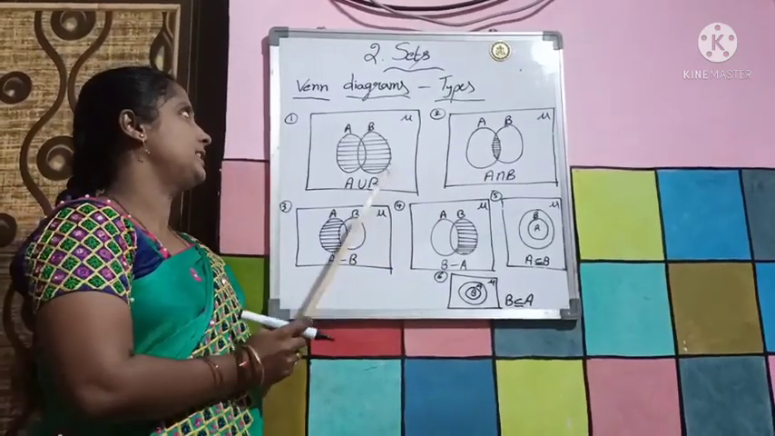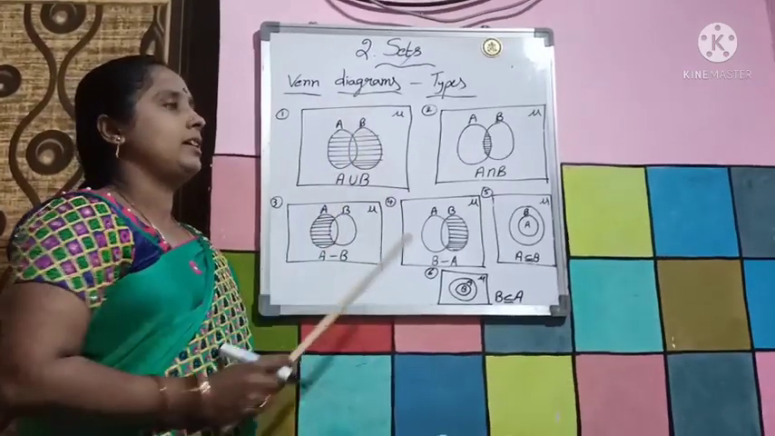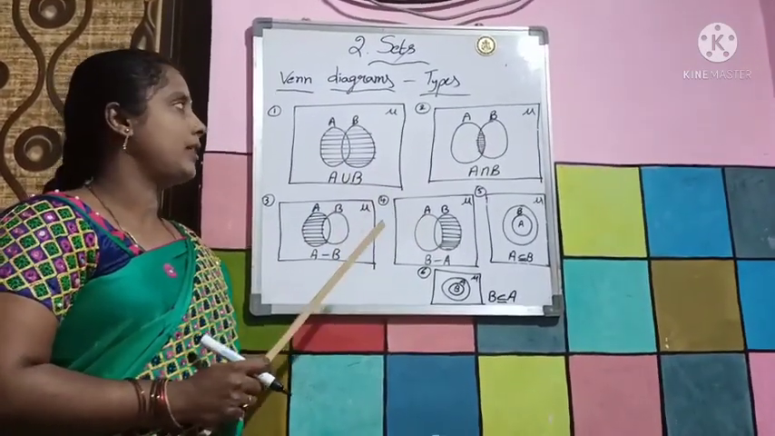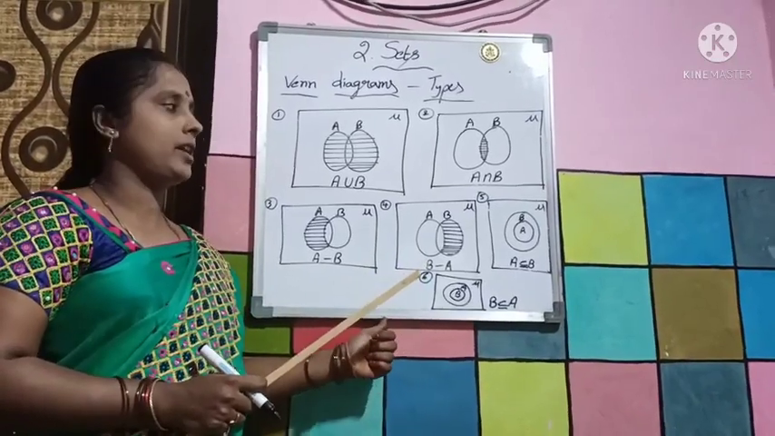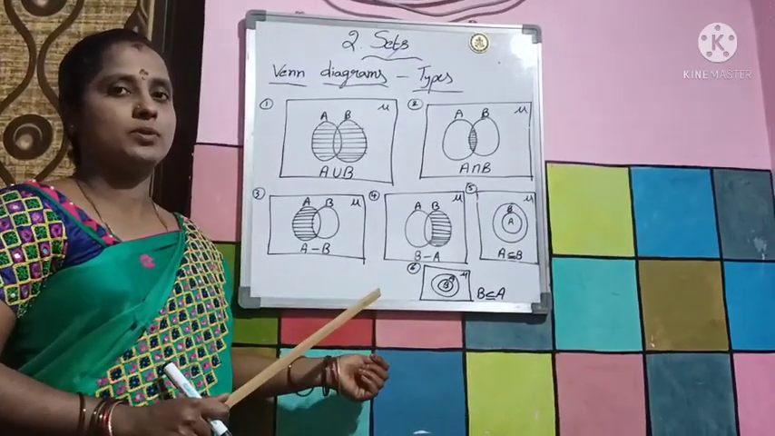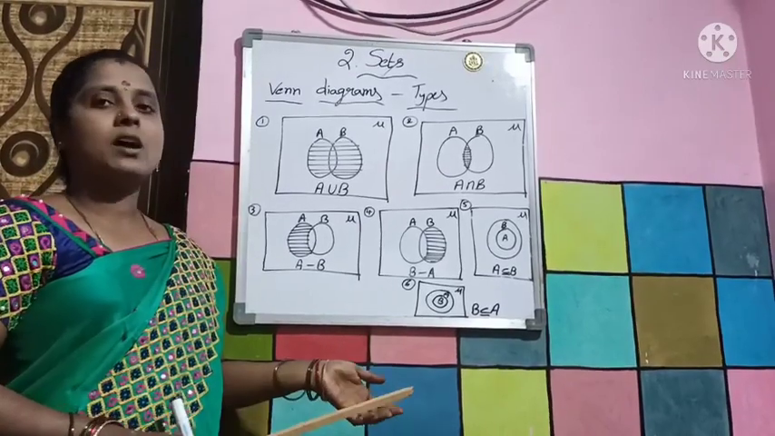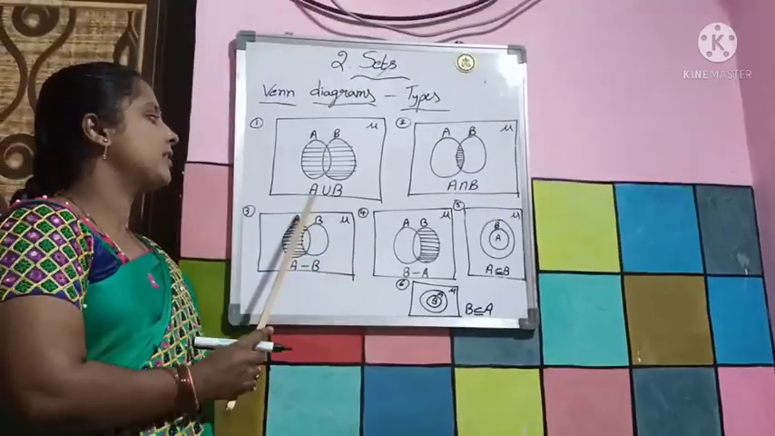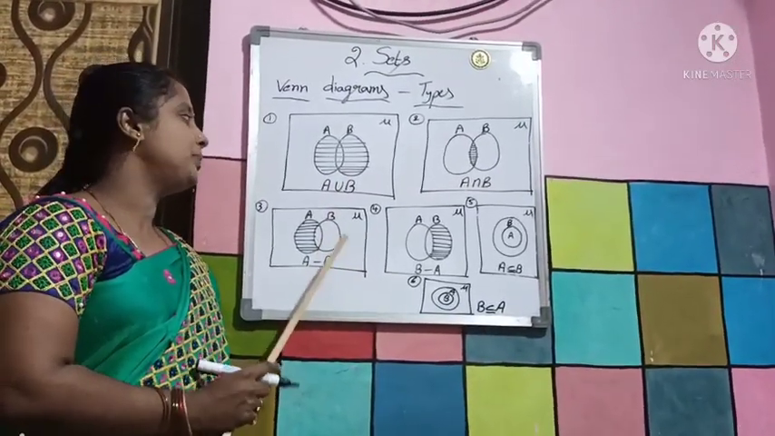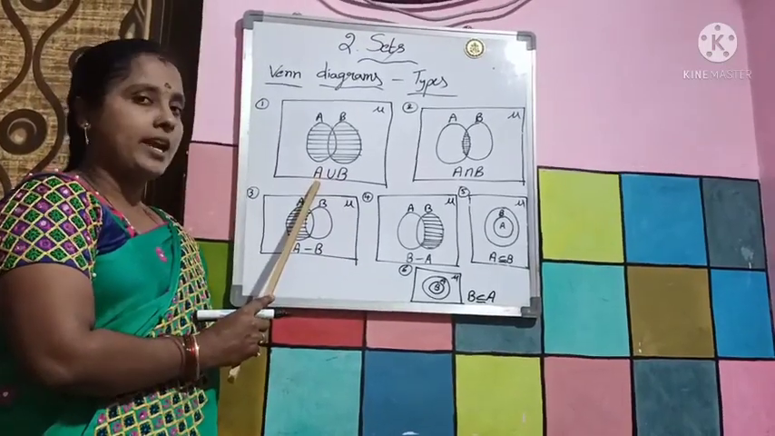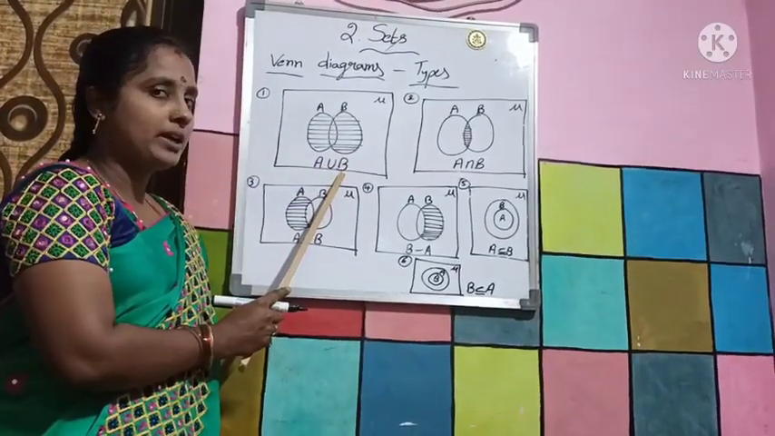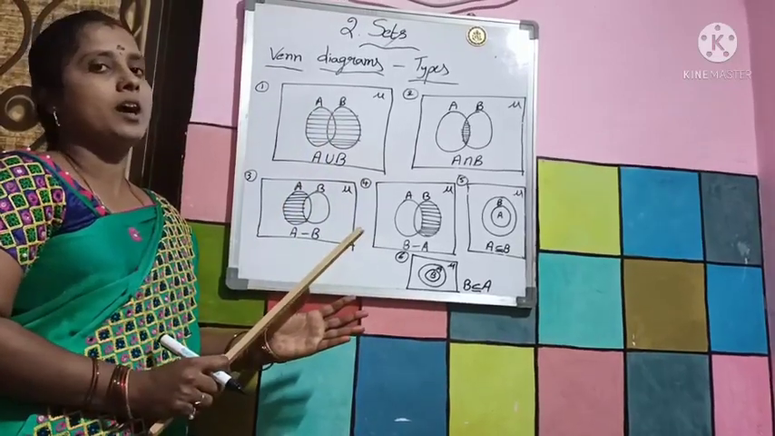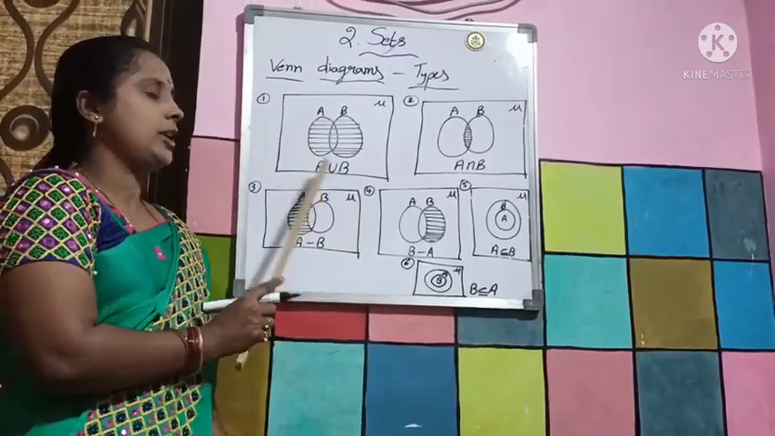Now, next we discuss the Venn diagrams. How many types of Venn diagrams are there? There are 10 types of Venn diagrams in our 10th class textbook. We expect them in the public examination. This type of question is very important. First one, A union B. A union B means set A elements and set B elements are both included. The whole set is called A union B.